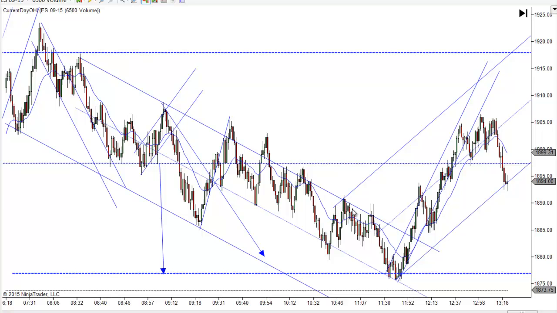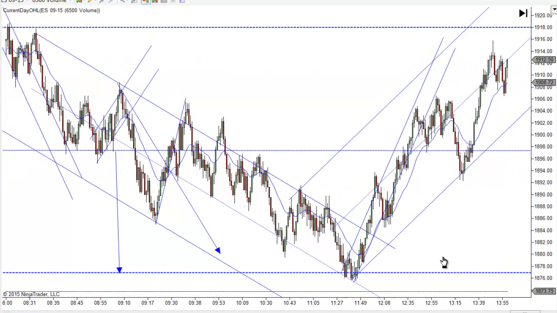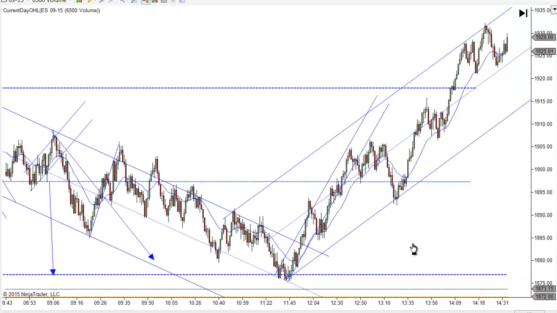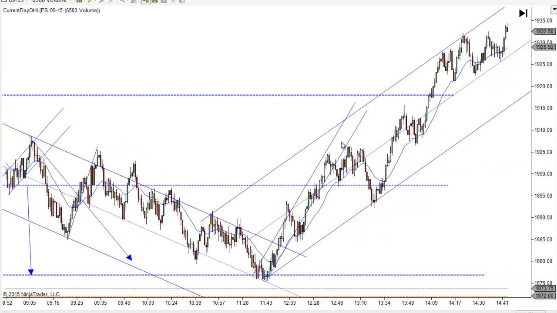It looked like it was going to try to reverse in here several times, but it didn't. It didn't finally get through successfully and go higher until here. And so now you're working a trend on the other side. And this is a short-term trend.